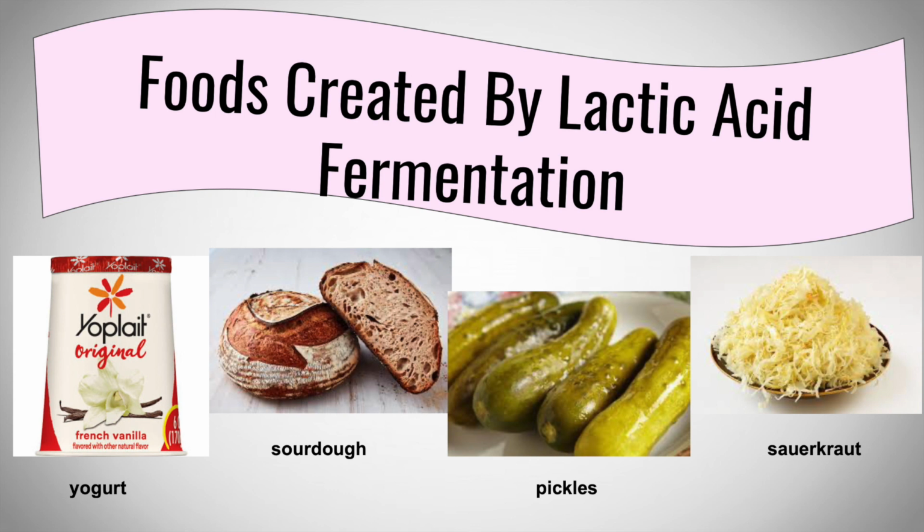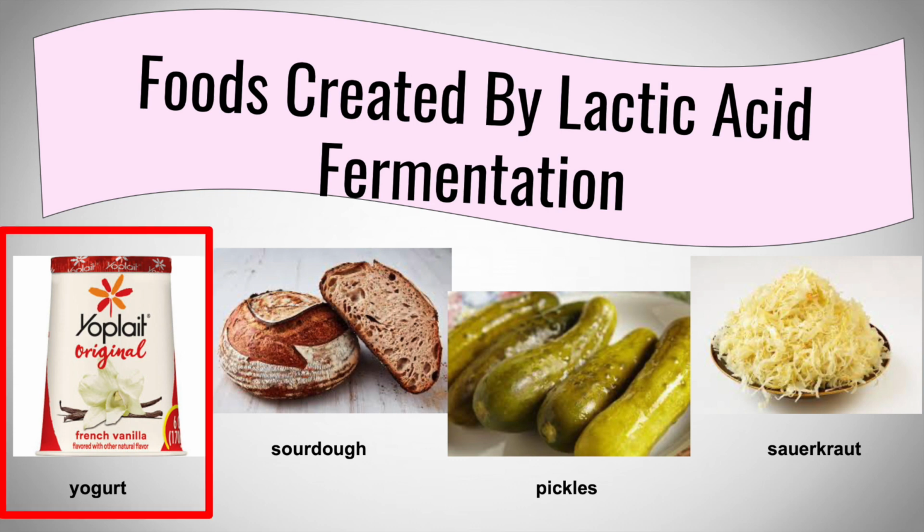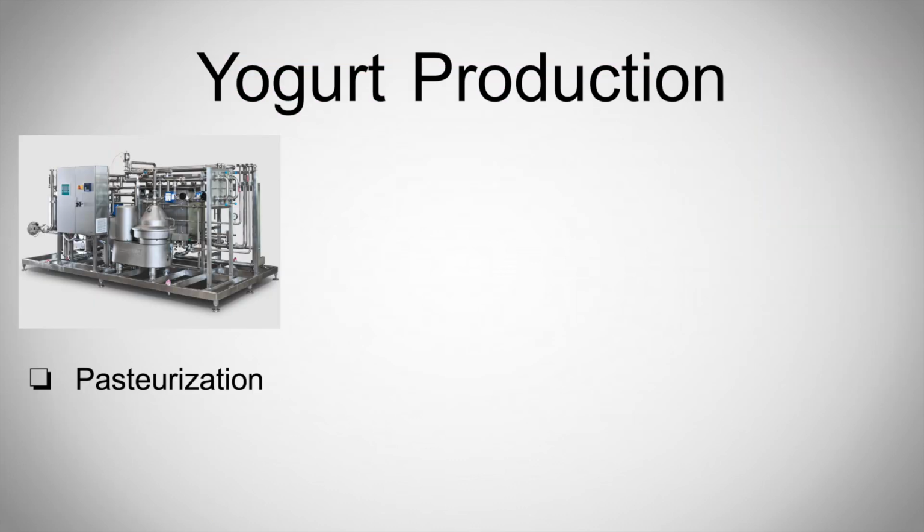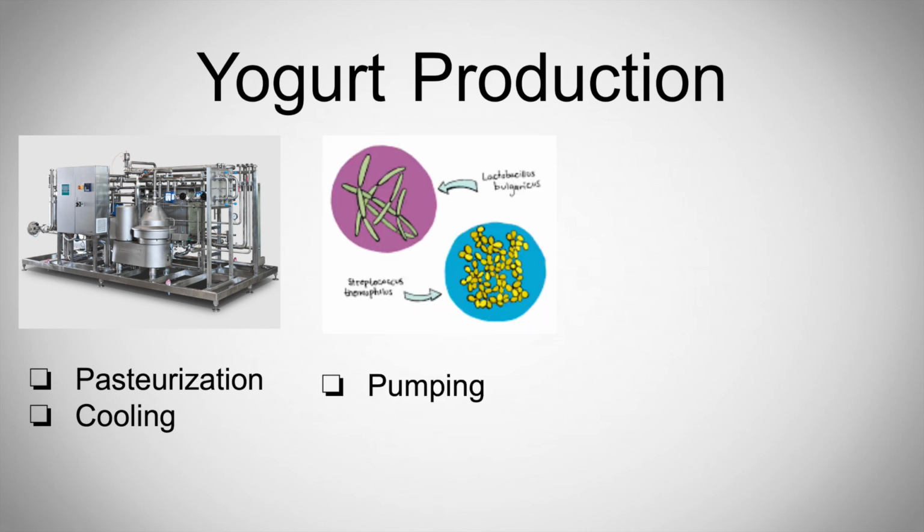Let's take a look at a specific food production process that utilizes lactic acid fermentation. Yogurt is a popular option that uses this process. To begin, yogurt mix is pasteurized at a temperature of 95 degrees Celsius for about a minute, and then cooled to 45 degrees Celsius. The mix is then pumped into a vat and inoculated with Streptococcus thermophilus and Lactobacillus bulgaricus.